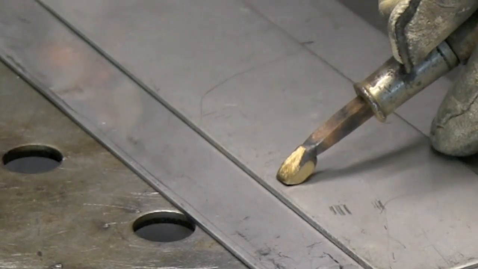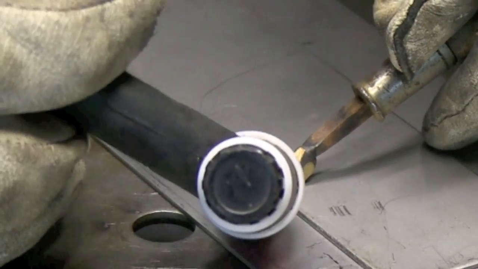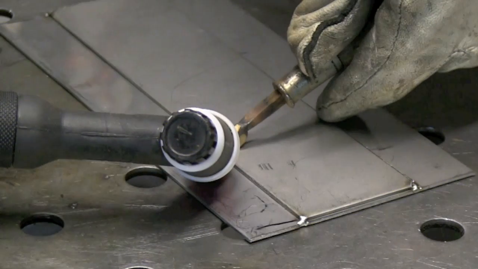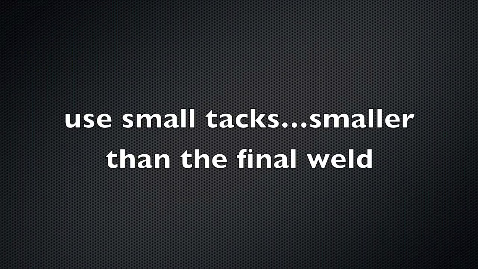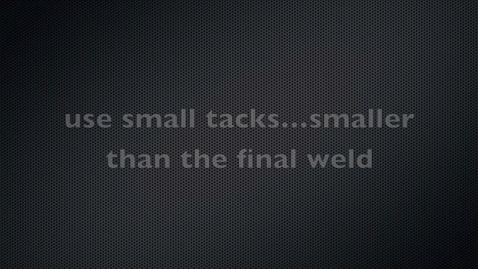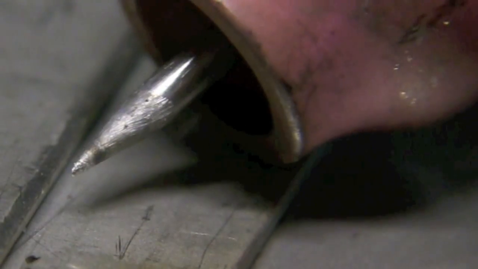Plus, you can light up on that copper alloy part of it. If you have a machine that doesn't have as soft a start as you want, you can put it right next to there and actually light up on the copper alloy part of it, and then bring the arc down if you need to. Here's a tip for you. Use small tacks. Make sure that they're smaller than the final weld. That way you won't see them when you're done welding.